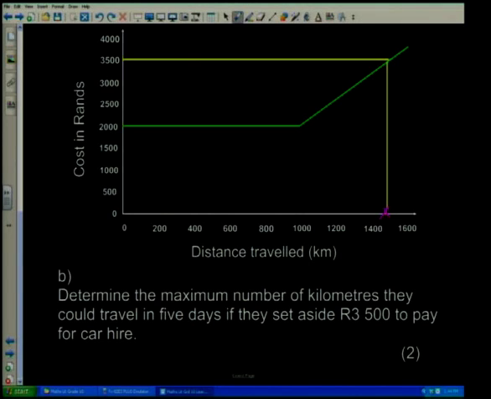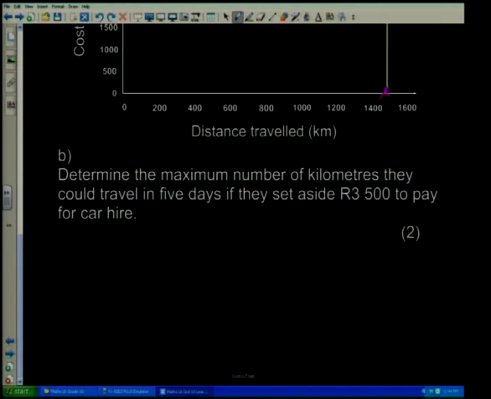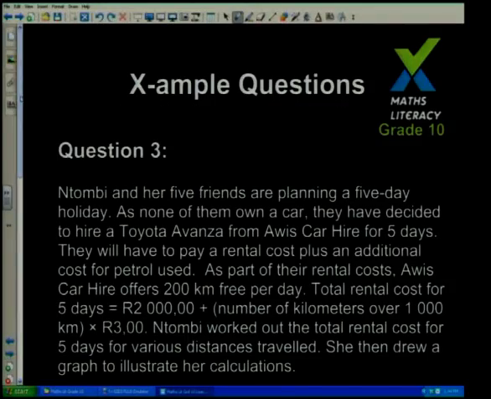I'd say less than 1,500 because it looks a little bit closer to 1,400 than 1,600. So we're going to say that it was maybe 1,480. And remember, we've got a value in kilometers. Right, let's look at the next part of the question.